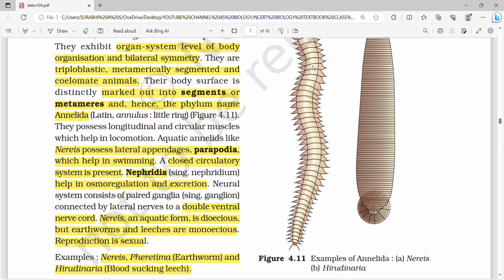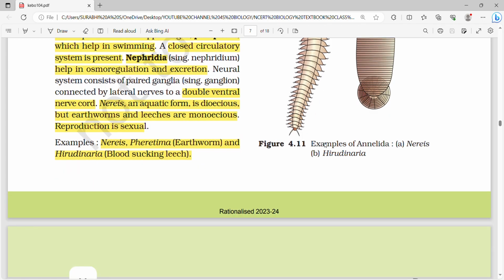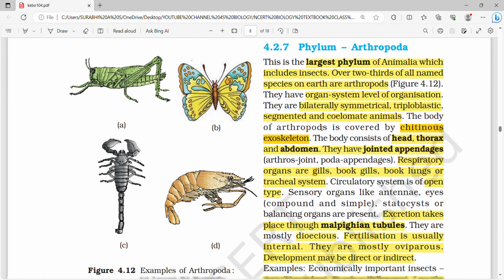And a closed circulatory system is present here. They also have nephridia, which help in osmoregulation and excretion. They have a double ventral nerve cord, and Nereis, which is an annelid, is dioecious, but earthworm and leeches are monoecious. So you should remember this exception. Reproduction is sexual, and these are the examples: earthworm, Hirudinaria, which is a blood-sucking leech, and Nereis. Next, moving to the Arthropoda.